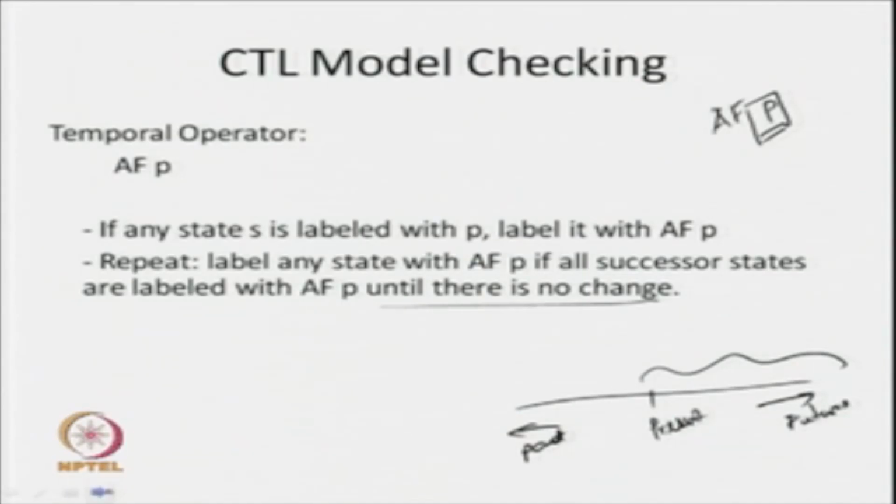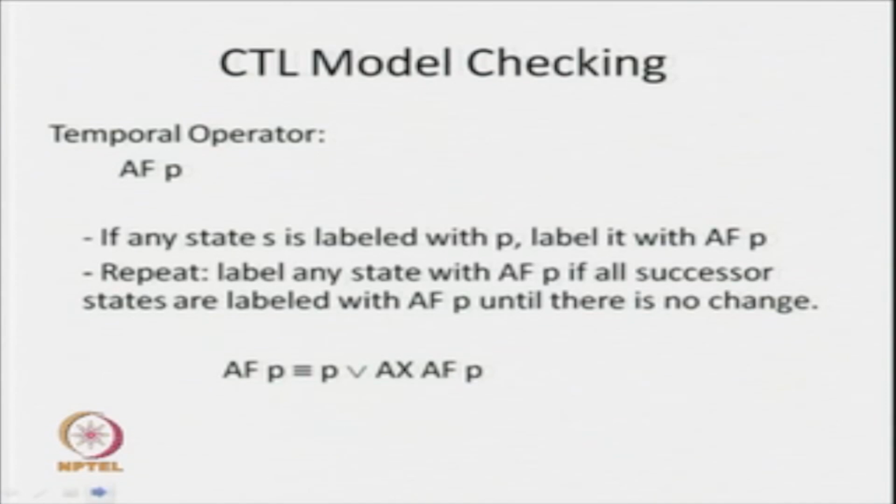So, see why we can do these things, because we have seen one equivalence: AFP we can write with the help of this equivalence as P or AX AFP. What it says is that if P is true in a particular state, then we will say that AFP is true. So, this particular P is captured by my first condition: if any state S is labeled with P, label it with AFP, and this is possible because my future includes the present behavior. And the next component says that either P is true in this state, or in all next states AFP is true.